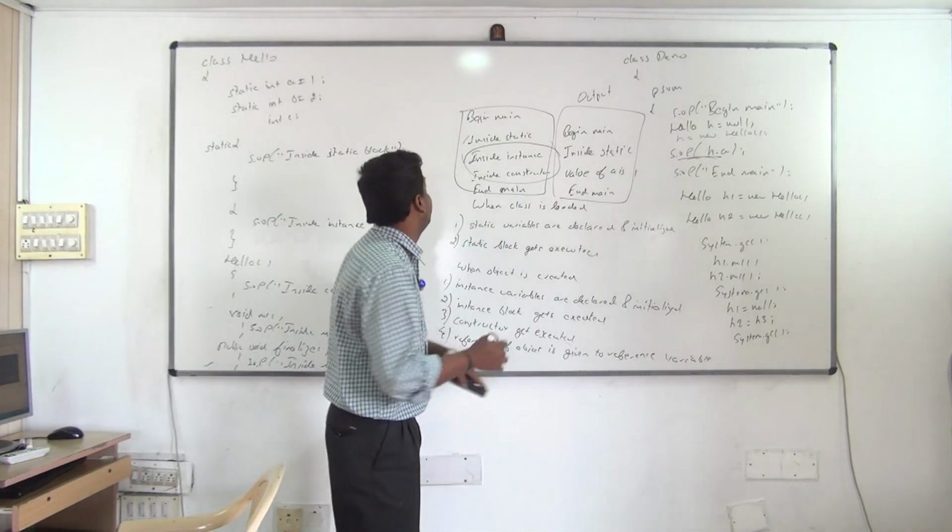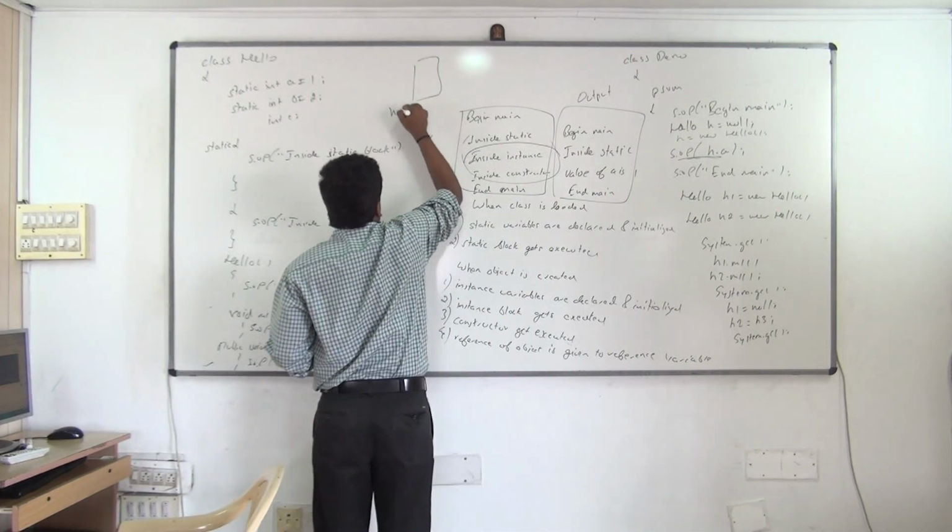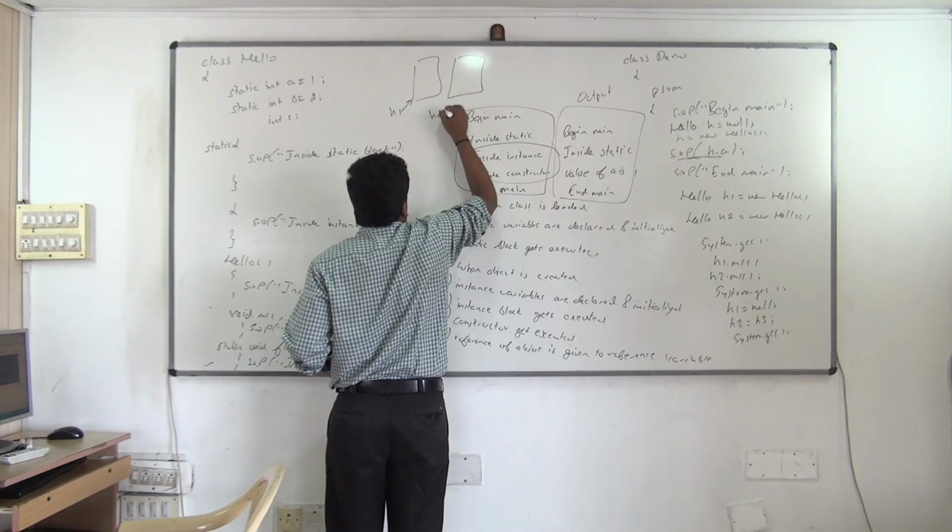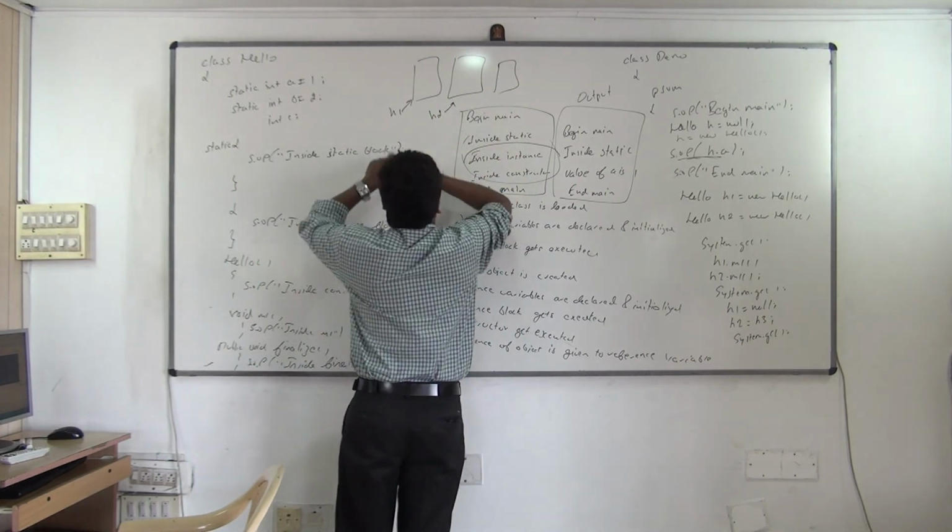So exactly if you want to tell this code, see there is one object h1 which is getting created, then h2 will be created, then h3 will be created. Where I'll write?